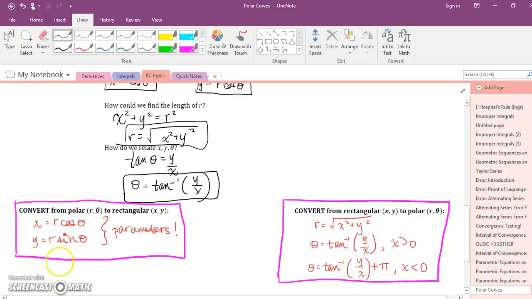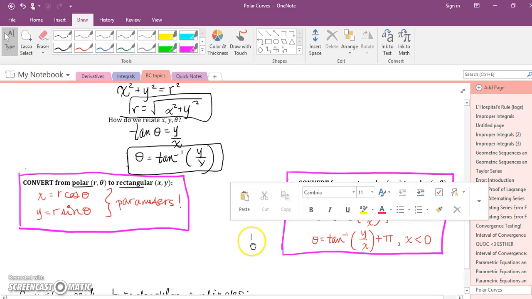Alright, here is converting from polar to rectangular. And here's converting from rectangular to polar. So put a big box around these because these are the formulas that you don't want to get lost in your notes. You're going to use them a lot. So pause and write those down.